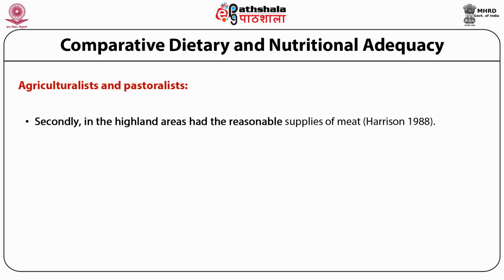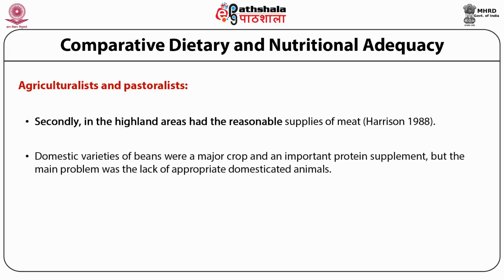Maize crops contain a better amount of protein than root crops such as potatoes, but it is lesser compared to Chenopodium or wheat. Domestic varieties of beans were a major crop and an important protein supplement, but the main problem was the lack of appropriate domesticated animals. In central Mexico, dogs and turkeys were raised as food. In fact, special hairless breeds of dogs were developed for cooking.